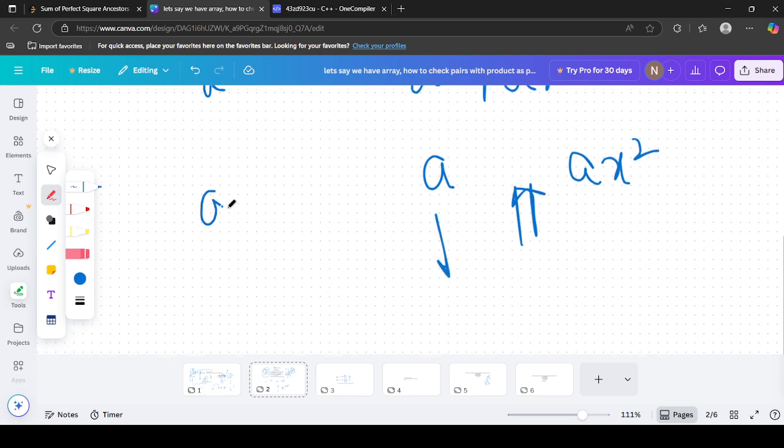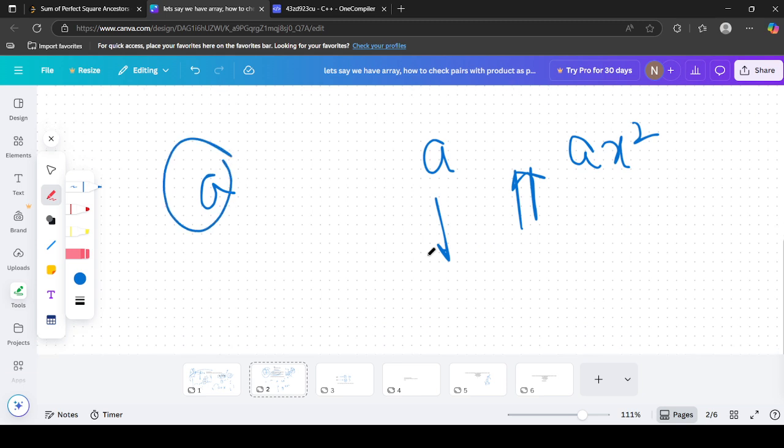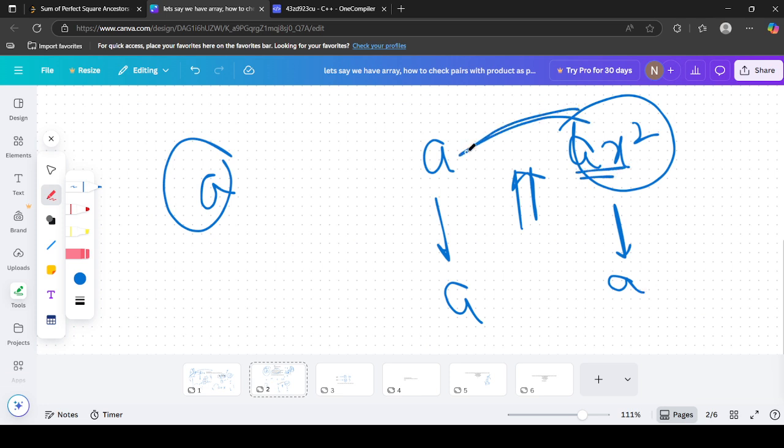What if a is prime? Let's assume firstly that a is prime. So if a is equal to prime, and ax square, can this be turned to a? Can this be stored as a? Because ax square and a is valid, this pair is valid.